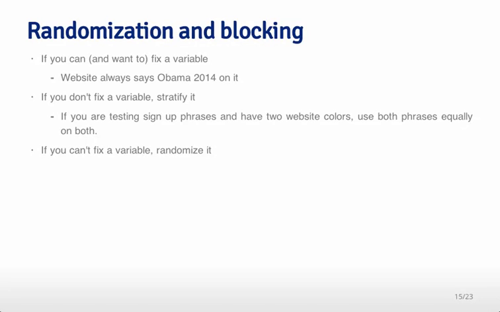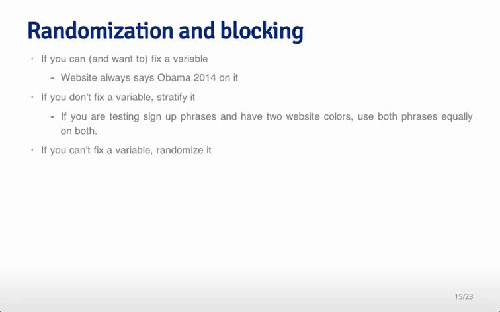One way is you can fix a bunch of variables. For example, in the case where you're considering websites for Obama 2012, you can fix Obama 2012 on all the websites. There should be a 2 there. And then that way, that variable doesn't change no matter what the text is that you're showing people. So you fix that variable, so it can't be a confounder.